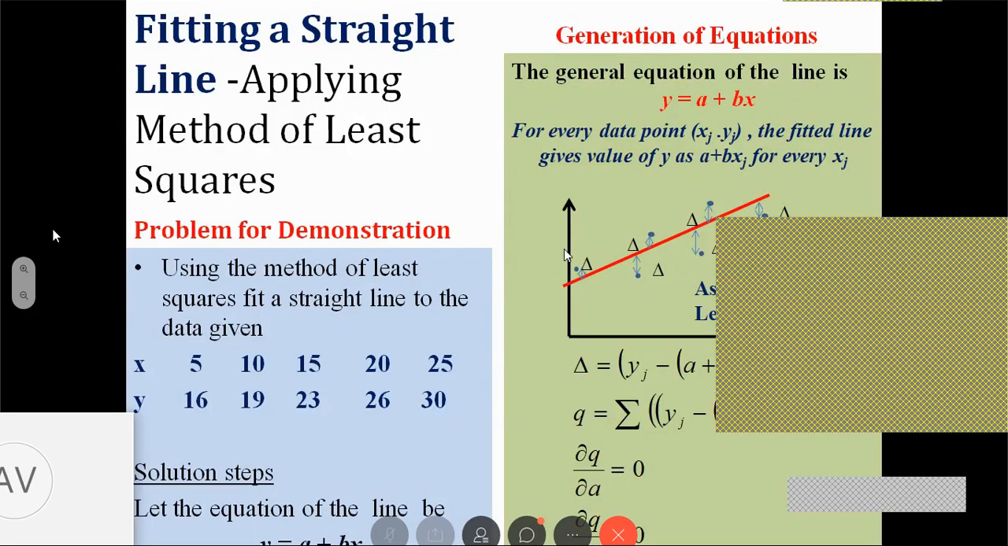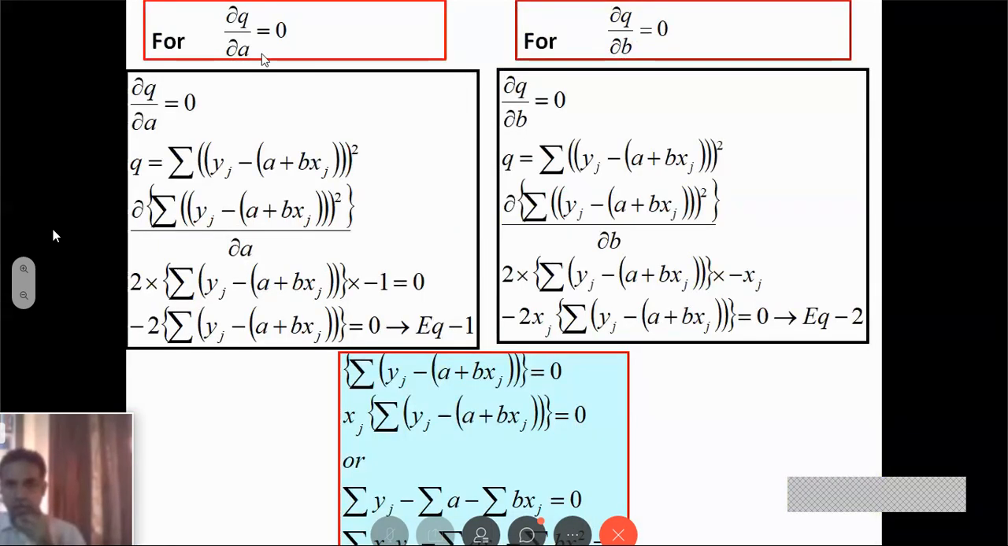Yeah. So now there are two equations, dou Q by dou a and dou Q by dou b. I'm parallelly displaying this to enable you to understand easily. So for dou Q by dou a, I've already written Q here, so I'm differentiating with respect to a. This entire sum will be 2 into sigma, yj minus (a plus b xj), into minus 1, because a comes out of this bracket. The derivative of minus a with respect to a is minus 1. So this is the net equation.